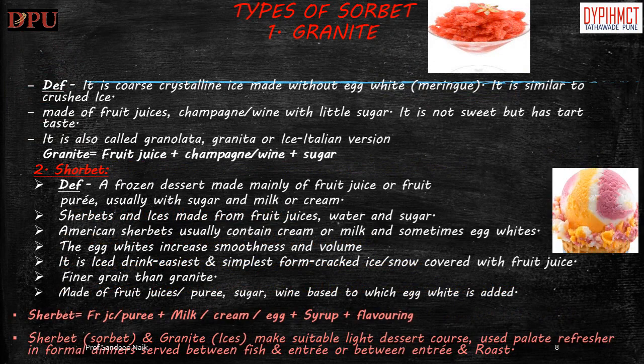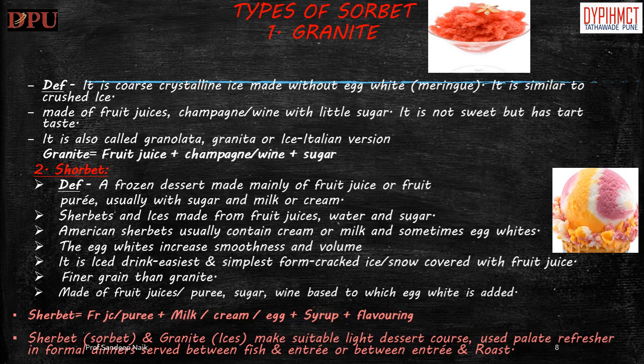Types of sorbets. 1. Granite. Definition: it is coarse crystalline ice made without egg white or meringue. It is similar to crushed ice. It is made of fruit juices, champagne, wine with little sugar. It is not sweet but has a tart taste. It is also called granulata, granita or ice.